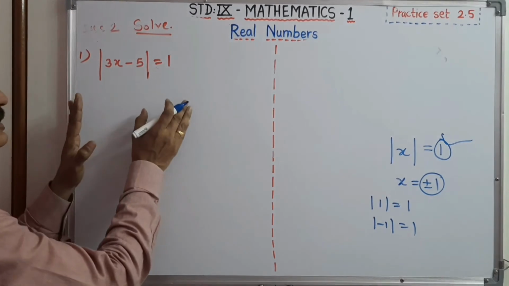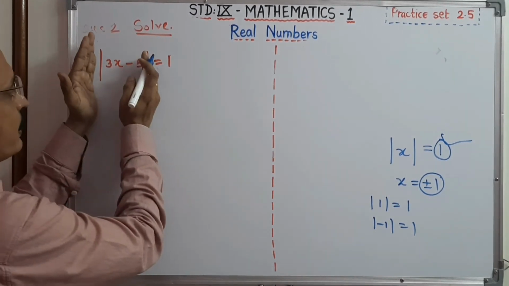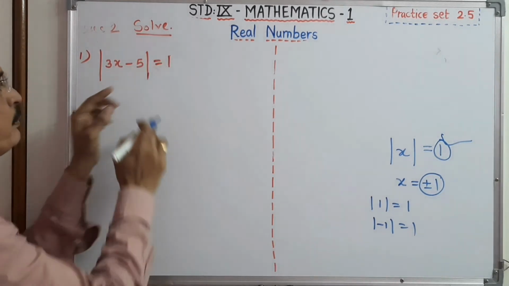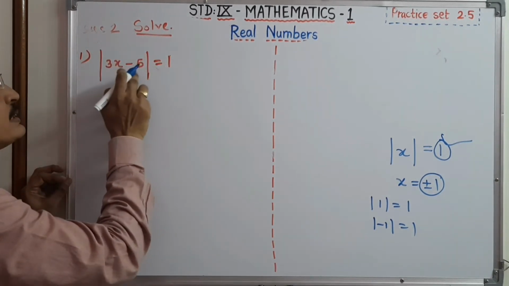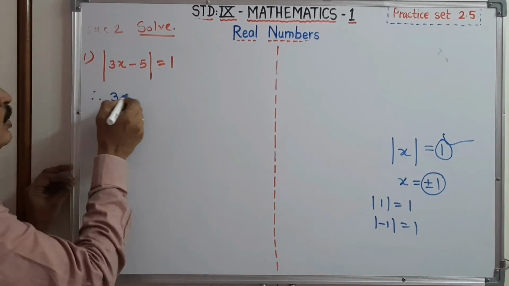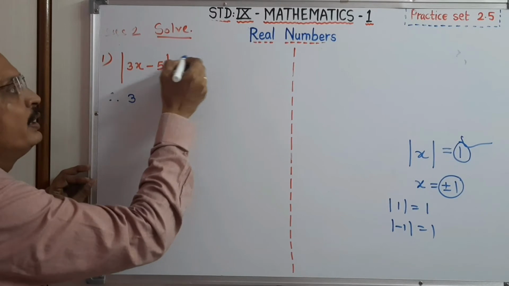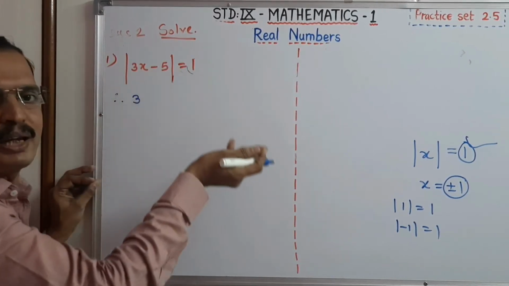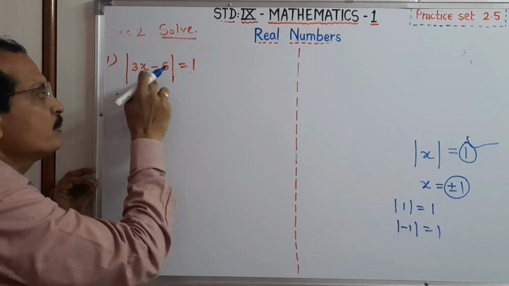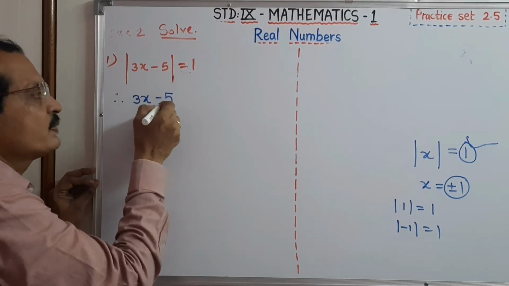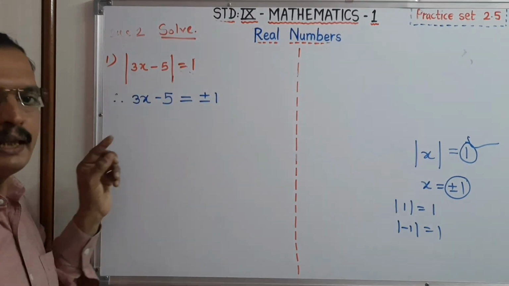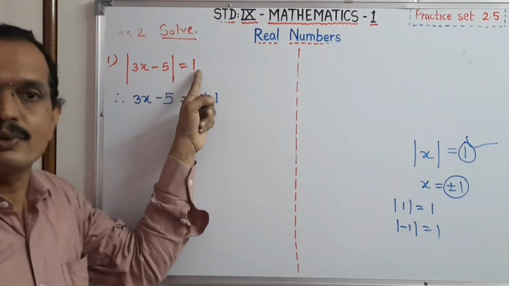Here the same thing is there. Here the absolute value of 3x minus 5 is 1. That means this value is plus or minus 1. Therefore, directly we can write that for getting the answer 1, here there should be plus 1 or minus 1. That means if the answer is 1, then this number 3x minus 5 is equal to plus or minus 1. Then and only then we will get the answer as 1.